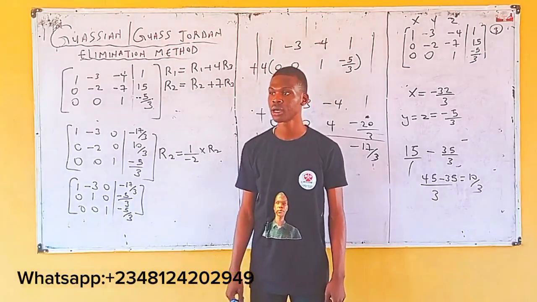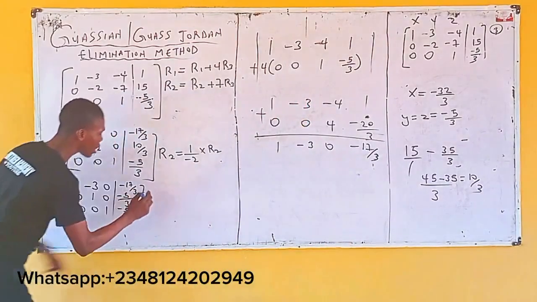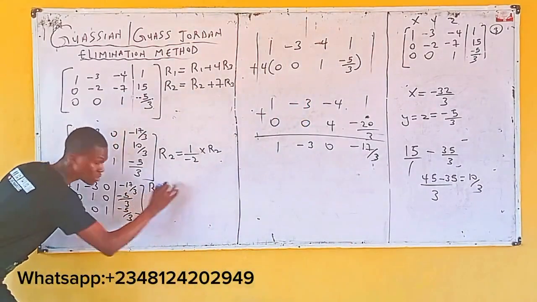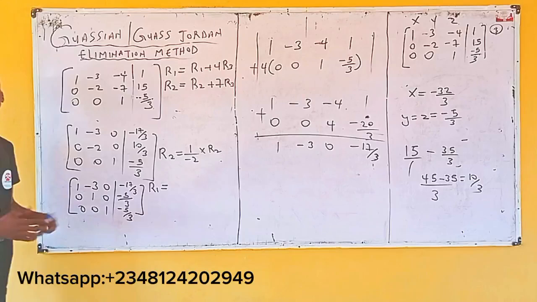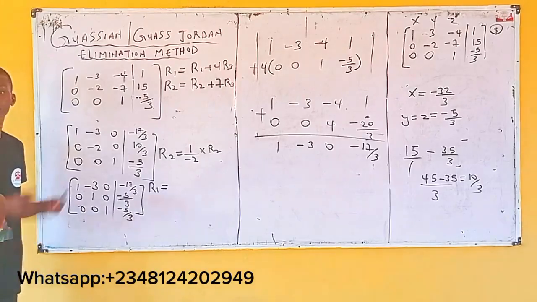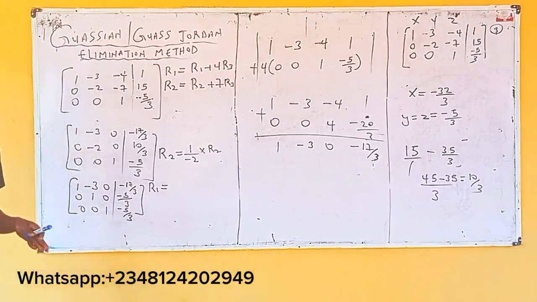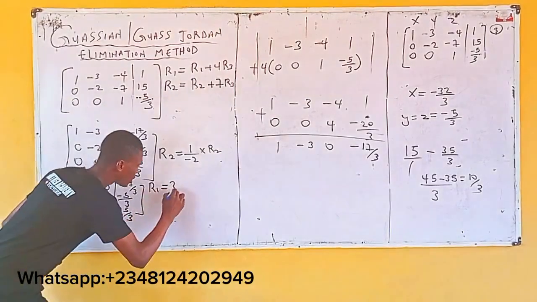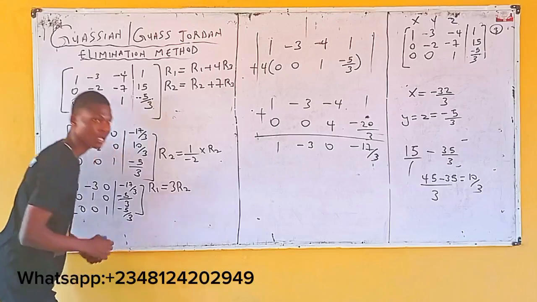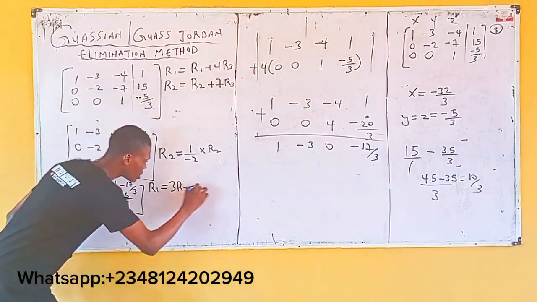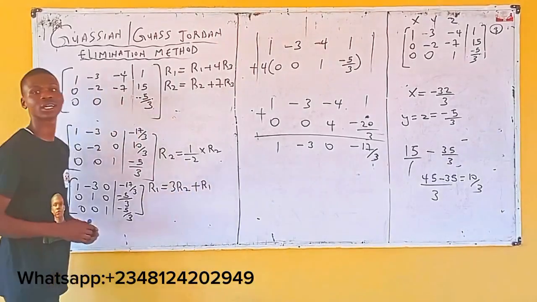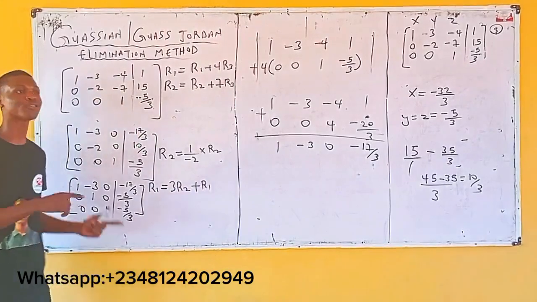What you are saying now is that R1 will change, right? So what is the new R1? It is 3R2 plus R1.